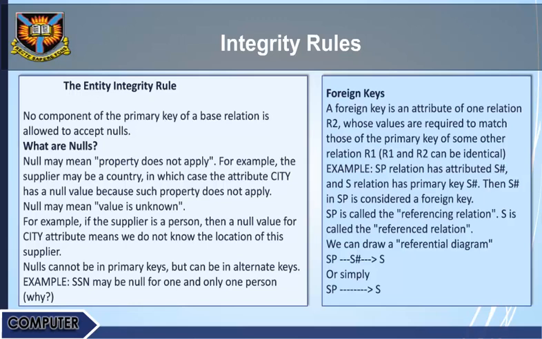Why? Foreign keys. A foreign key is an attribute of one relation R2 whose values are required to match those of the primary key of some other relation R1. R1 and R2 can be identical. Example: the SP relation has attribute S# and the S relation has primary key S#. Then S# in SP is considered a foreign key. SP is called the referencing relation. S is called the referenced relation. We can draw a referential diagram: SP to S#, to S, or simply SP to S.